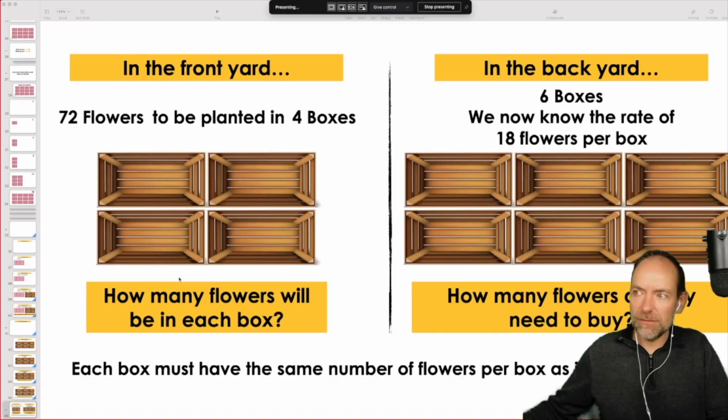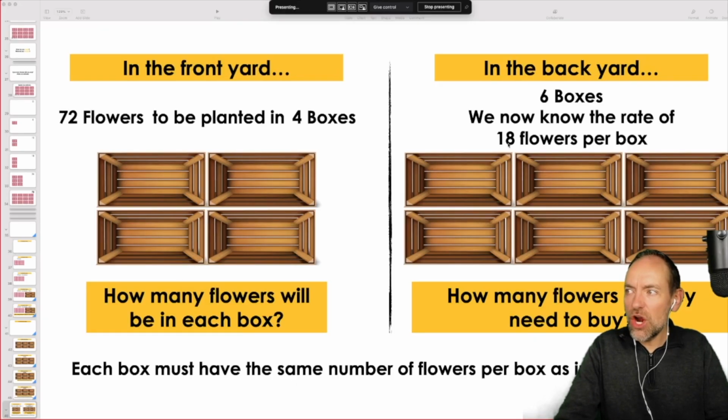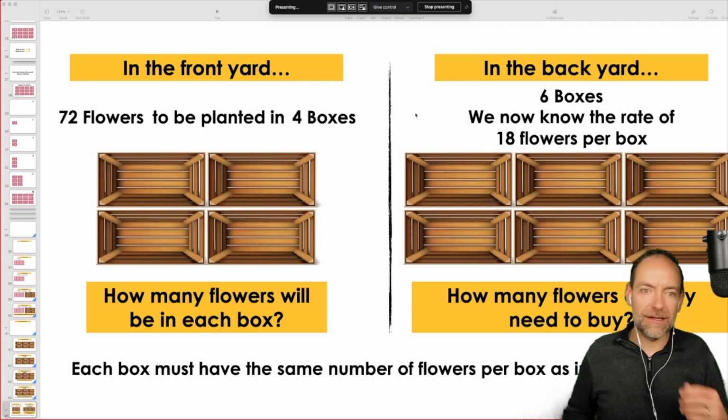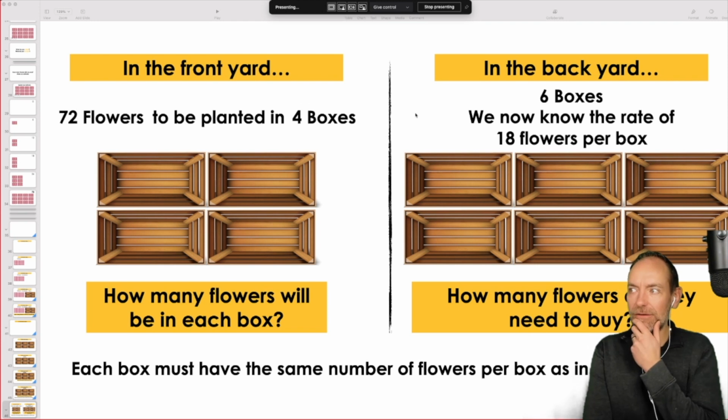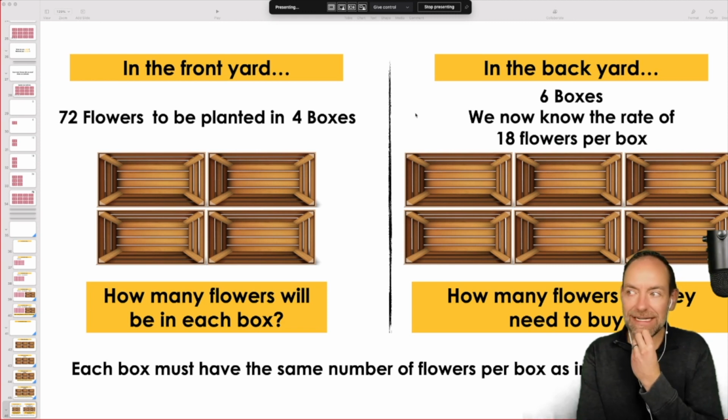In this problem here, though, we now know how many we want in each box. So I have 6 boxes. I need 18 flowers per box, or I need to use 18 flowers per box. And I want to know how many flowers in total do I need to buy.